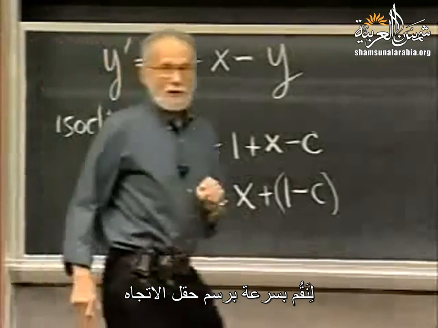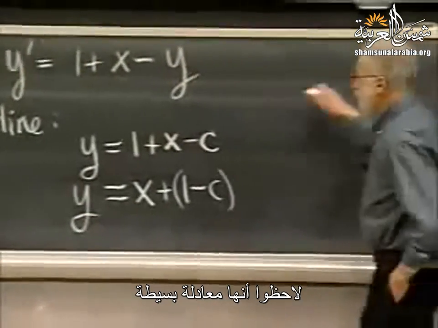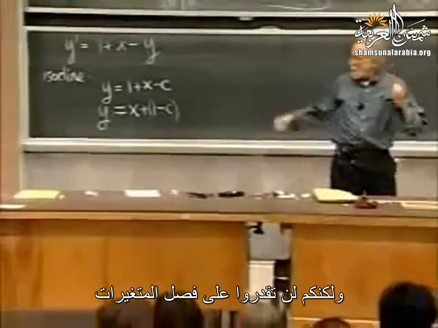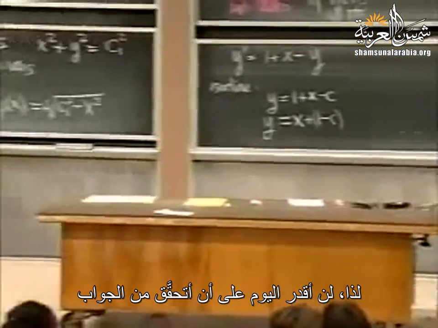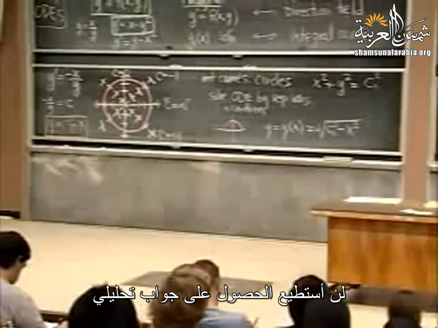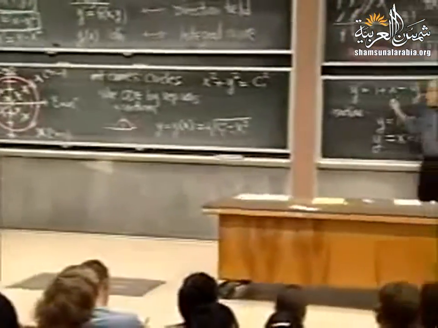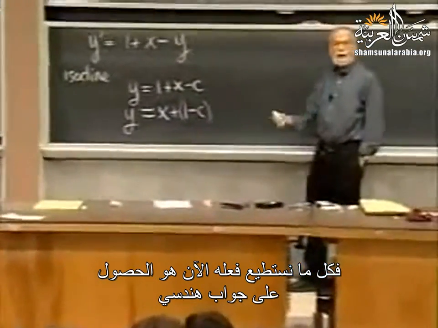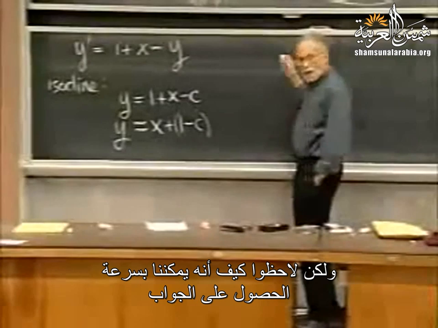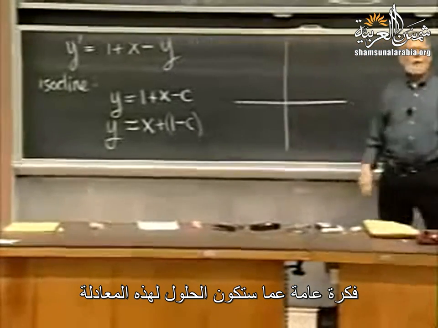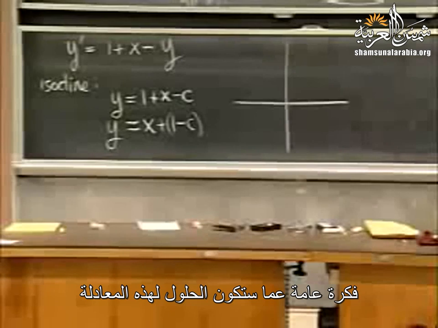Let's quickly draw the direction field and see what happens. Notice, by the way, that it's a simple equation, but you cannot separate variables. So I will not, today at any rate, be able to check the answer. I will not be able to get an analytic answer. All we'll be able to do now is get a geometric answer. But notice how relatively quickly one can get some feeling for how the solutions behave for this equation.